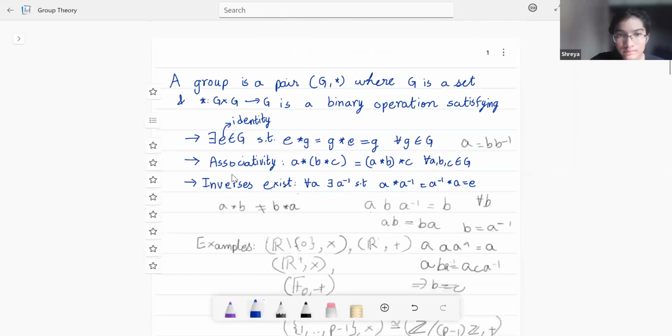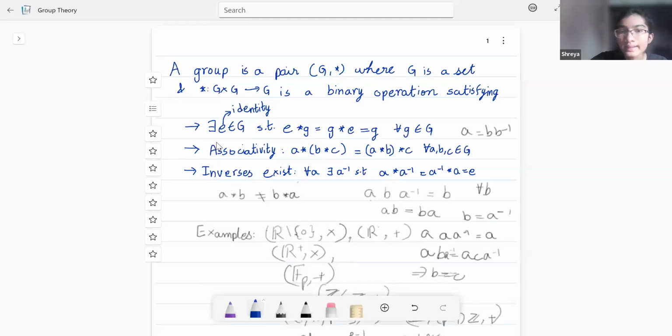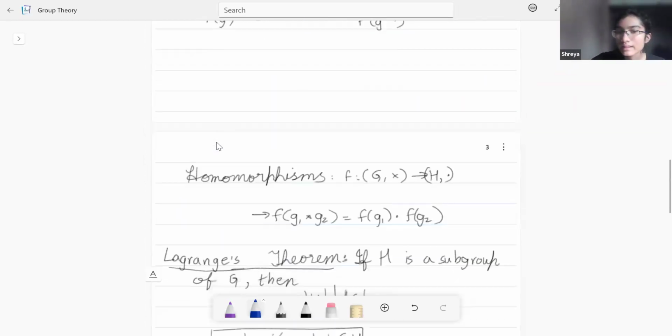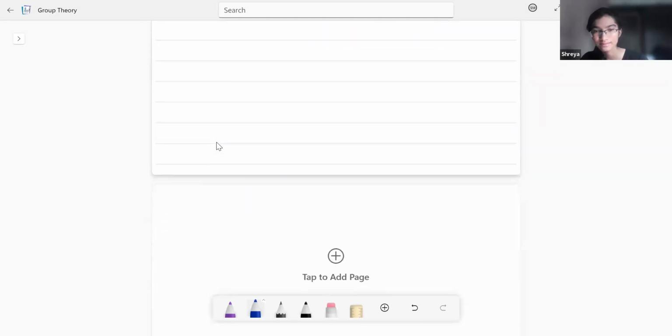Also, I forgot to mention that identity is unique and inverses are unique. That's fine. You can try it on your own later. It's not very hard.